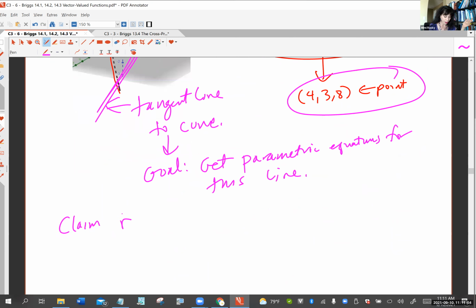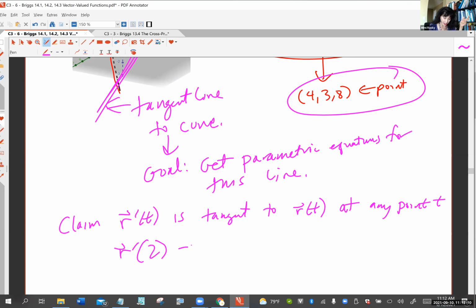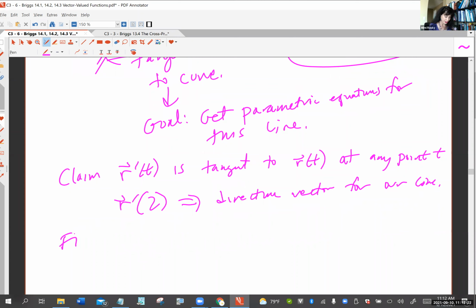The derivative r prime is tangent to r of t at any point t. So r prime evaluated at 2 will give us the direction vector for our line. But we first have to get r prime of t. Once we get that, we'll be able to substitute t equals 2 in there, and boom, we'll have our direction vector and we'll be able to complete the problem.